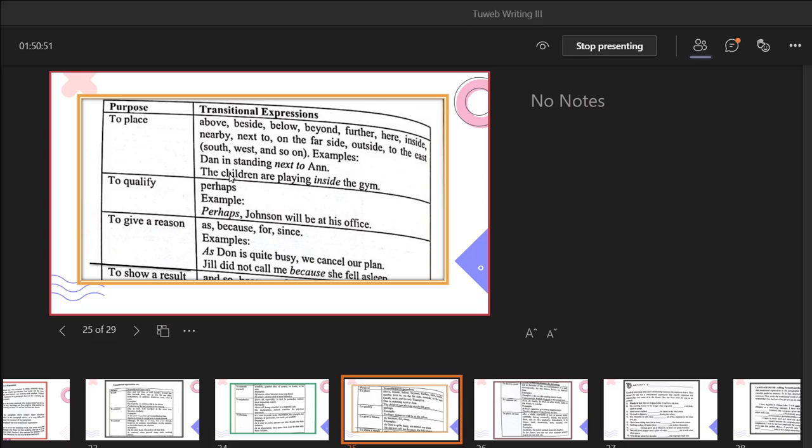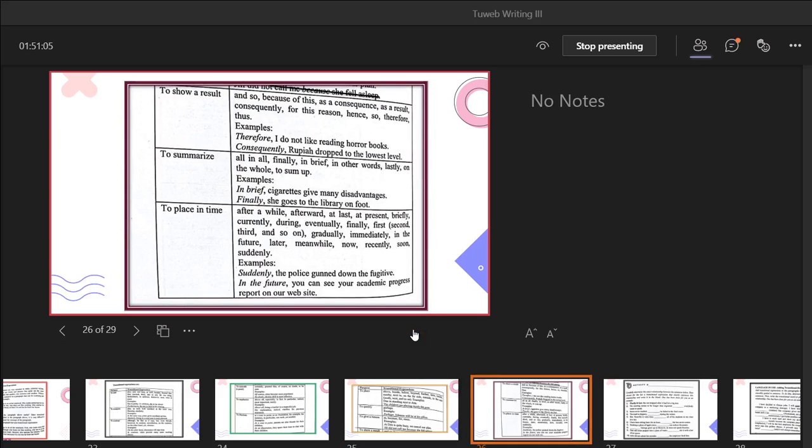To qualify, we use perhaps. Perhaps Johnson will be at his office. To give reason, as, because, for instance. And then the next one, we also have to show a result: and so, because of this. You can also see this one in your book page.